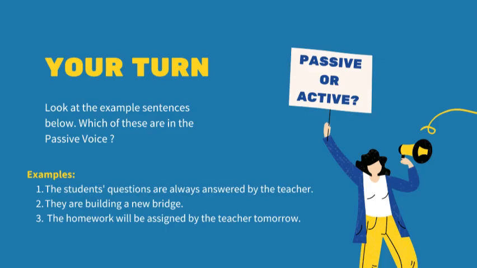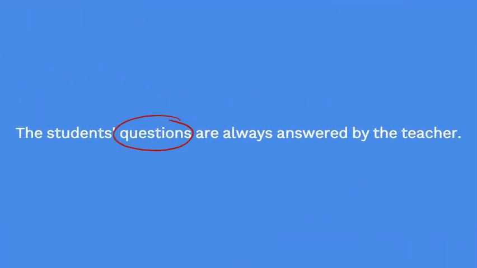Let's look at the first example. The students' questions are always answered by the teacher. Let's look for the subject. That's the first thing we need to do. Here, the subject is actually the questions. And in this case, the questions are being answered, that's the verb or the action, by the teacher. We have our construction here, the by. Remember, we must always have by someone else to determine the passive voice.